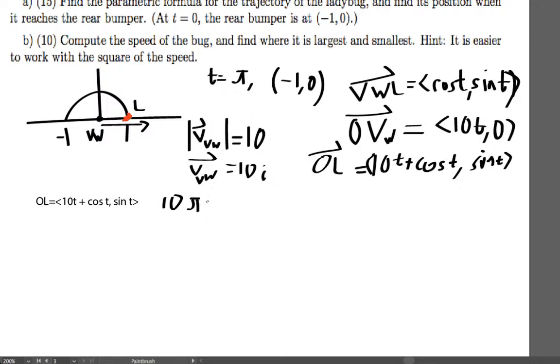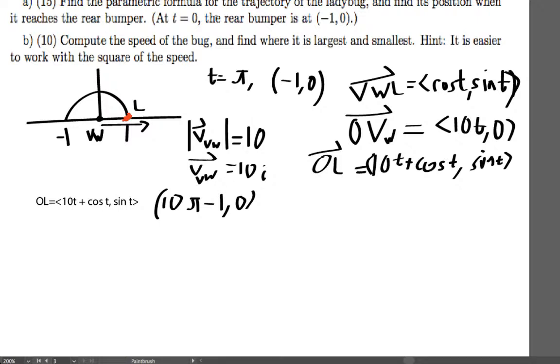No, sorry. The position is 10 pi plus cosine of t, which is minus 1, and sine t is actually 0, so it's (0, 0). That's the point. So yeah, that's simple, I guess. We figured that out.